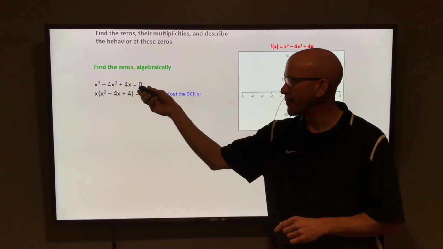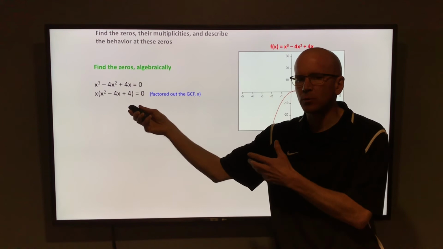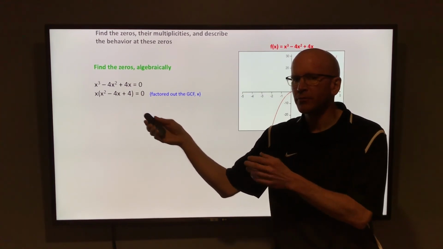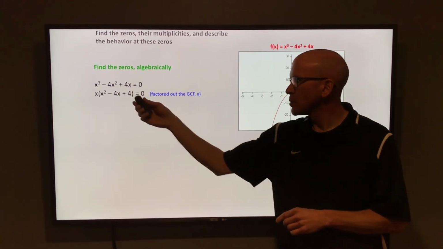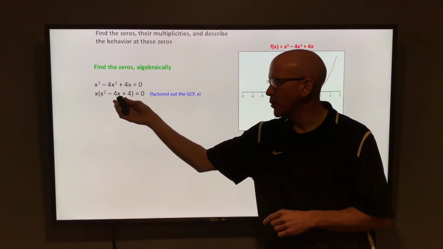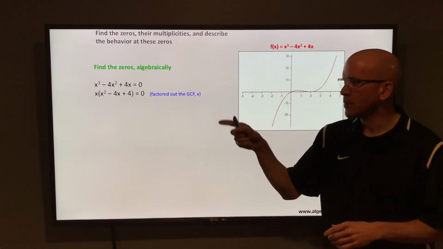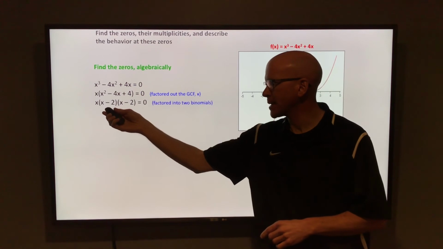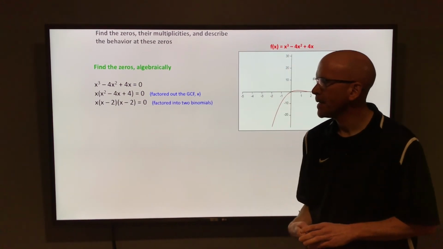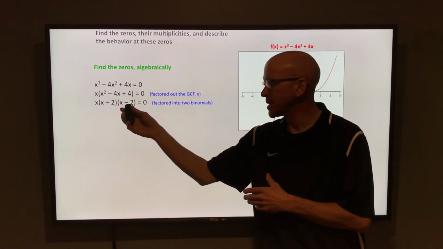So we set f of x equal to 0. We're finding the value of x when y is equal to 0. In other words, we're finding the x-intercepts. So once again, factoring x out, you have x squared minus 4x plus 4 in parentheses. Factor that into two binomials. That will factor into x minus 2 times x minus 2. So we have x times x minus 2 times x minus 2 equals 0.